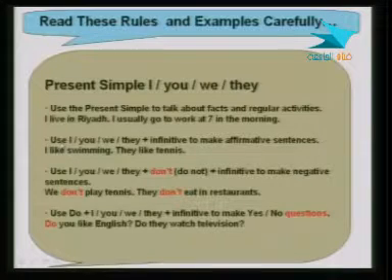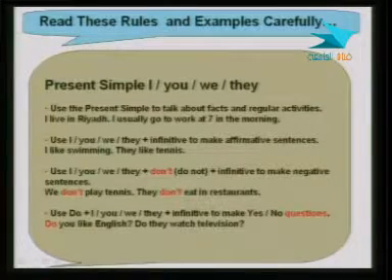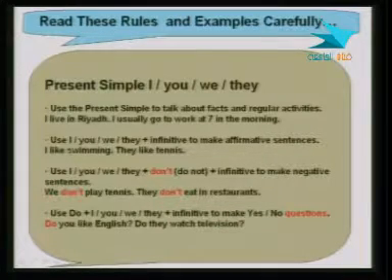It says here use I, you, we, they plus the infinitive to make affirmative sentences. The example is I like swimming, they like tennis.